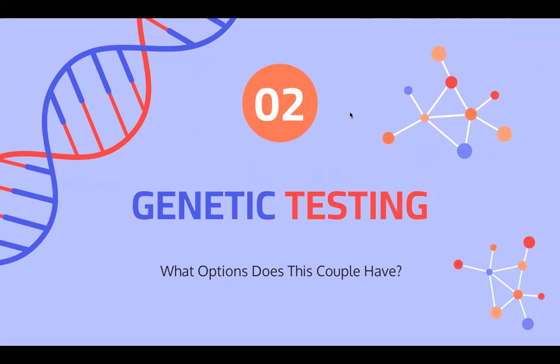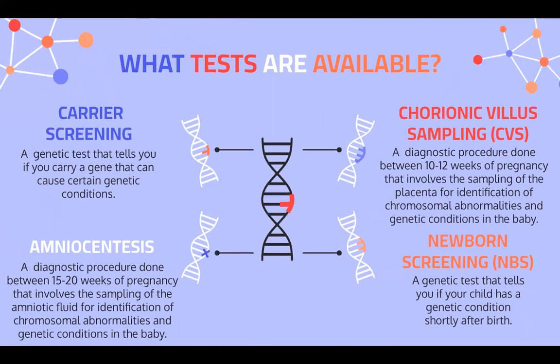All right, now that we have gone through the family history and created the pedigree, we are going to go over some genetic testing options that Jillian and Bob can pursue. There are a variety of tests available before pregnancy, during pregnancy, and even after the baby is born.